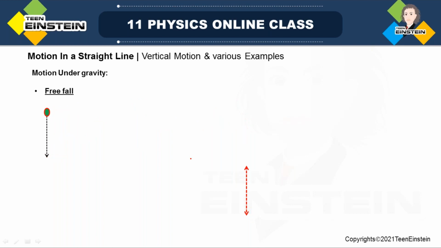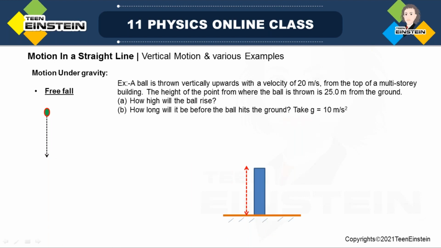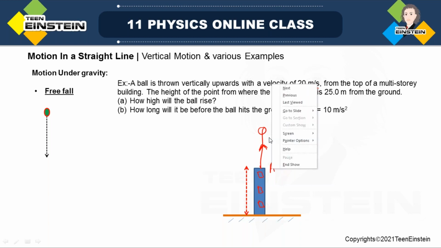Now we'll take up one numerical example. Let us see how we can solve it. Suppose a ball is thrown vertically upwards with a velocity of 20 meter per second from the top of a multi-storey building. Suppose this is the multi-storey building, and from the top of it a ball is thrown upward. Suppose this is point A, from where you have thrown. This is B, and this is C at the ground.